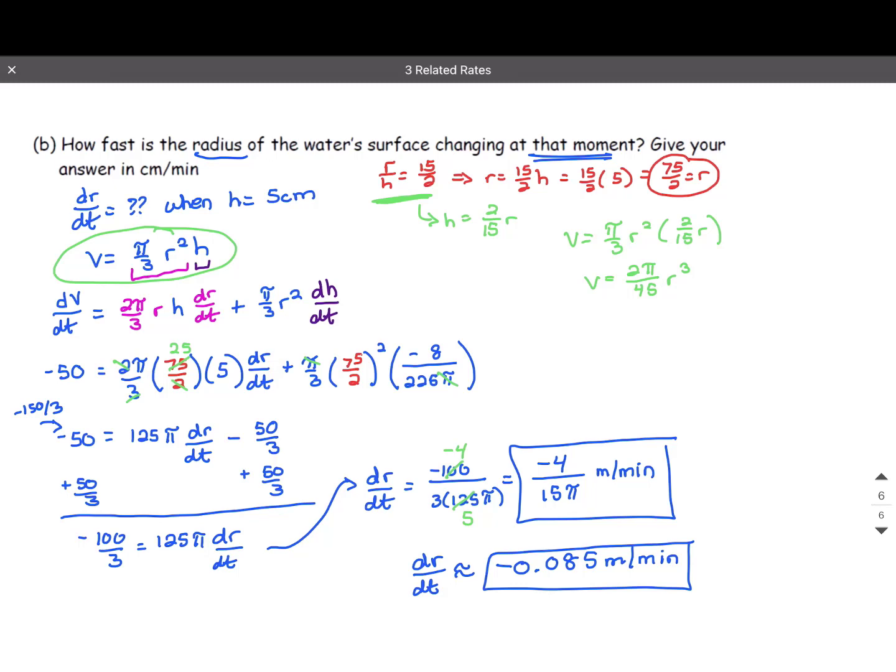Okay, guys, remember, related rates, you need to read the problem carefully, draw pictures, write down everything they tell you and everything you're looking for.